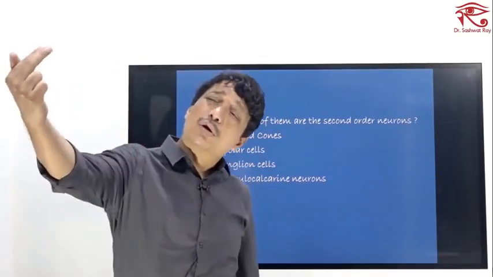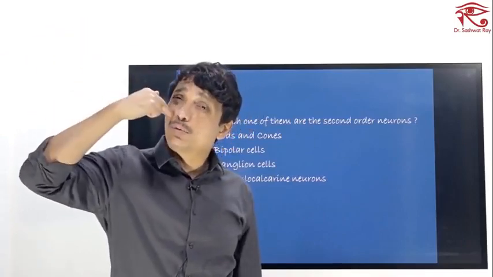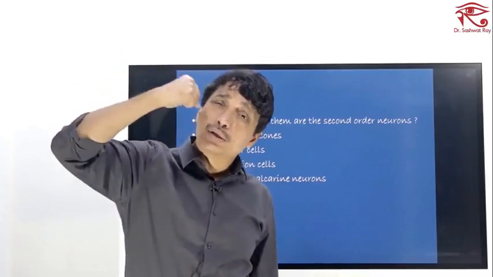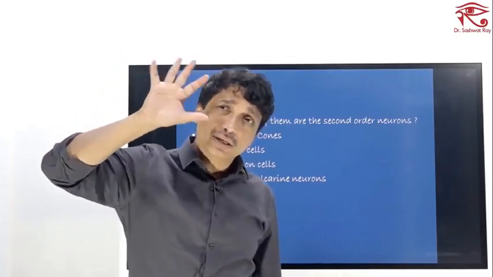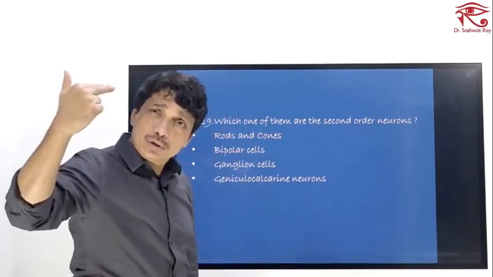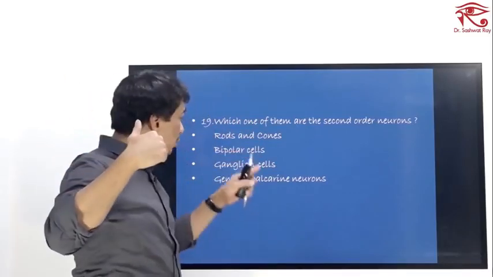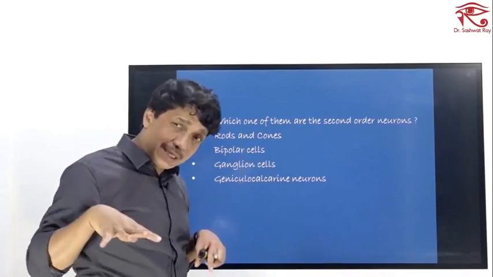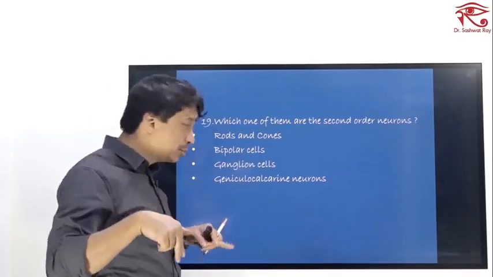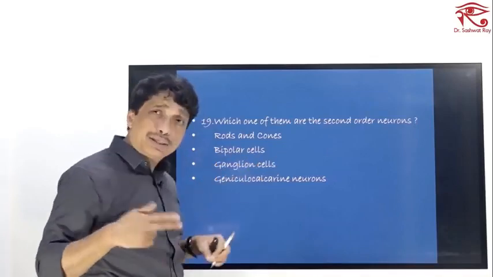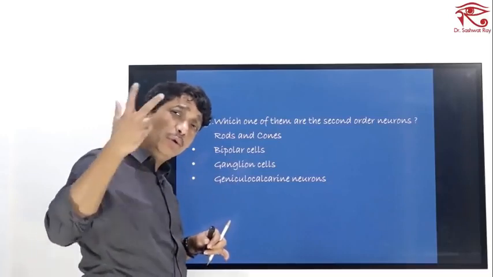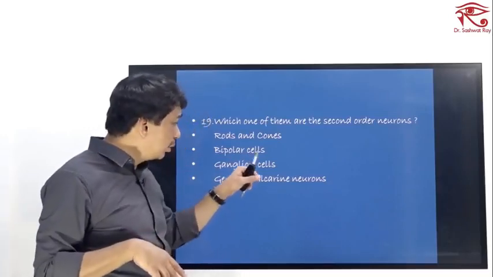First of all, the first order neurons are the photoreceptors, the rods and the cones, because the light comes and strikes the rods and the cones first. So it activates the rods and the cones. That's the first order neuron. Then the rods and cones transmit this information to the second order neuron, which is the bipolar cells. Then the bipolar cells transmit this information to the third order neuron, which is the ganglion cells. And finally, the ganglion cells transmit information to the fourth order neurons, which are the geniculocalcarine.